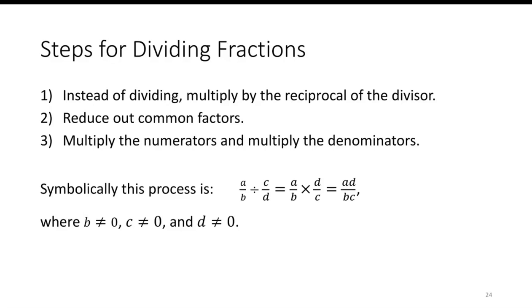So, the steps for dividing fractions. Instead of dividing, we multiply by the reciprocal of the divisor. Then we reduce out the common factors, and then multiply the numerators and multiply the denominators. If there's anything else that needs to be simplified, you simplify from there. Symbolically, a over b divided by c over d is the same thing as a over b times d over c, so ad over bc, assuming b, c, and d are all non-zero.